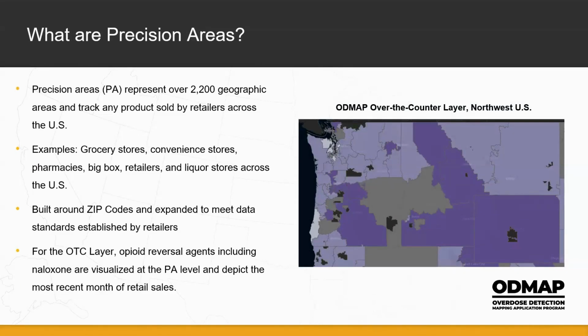So this new concept of precision areas, well, what are they? They're custom boundaries that represent over 2,200 geographic areas in the country and track any products sold by retailers. For this layer, we are tracking these opioid overdose reversal medications, or ORMs. Retailers include grocery stores, convenience stores, pharmacies, big box retailers, and liquor stores across the US. They're based around zip codes, but they're expanded to meet these data standards established by retailers.